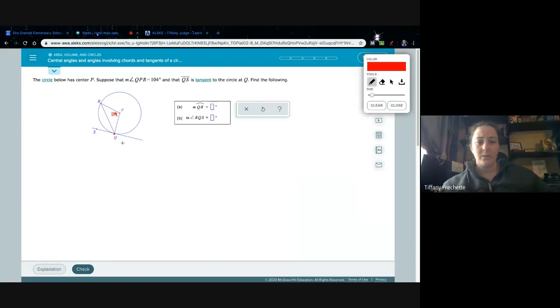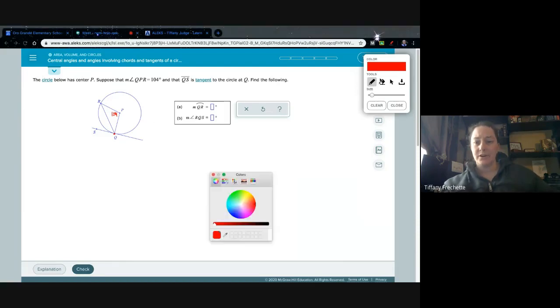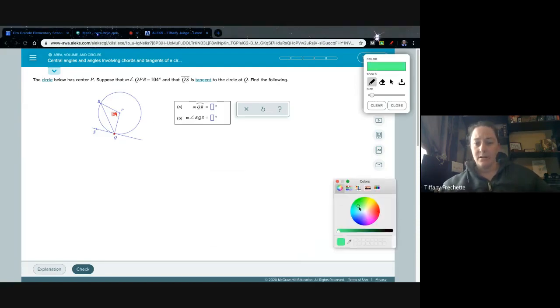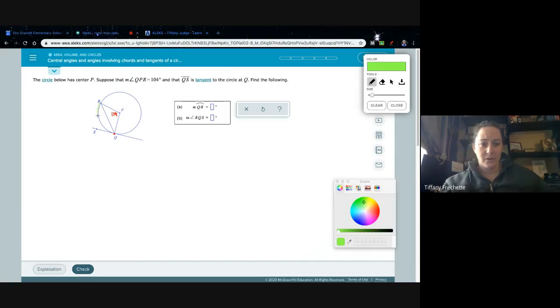So now what we want to do is find the different arcs they're asking us about here. The first one is arc QR, so this arc here. And remember, QPR, I'm marking that out in blue so you can see. The green arc is what's created by angle QPR. It's a central angle, so that means that arc QR is exactly the same. It's 104.